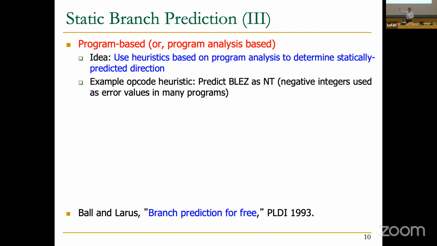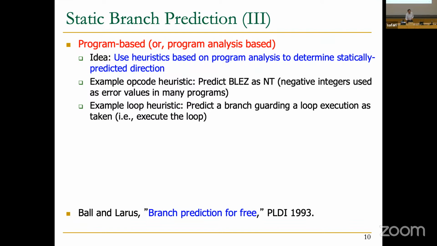This doesn't require any profiling, as you can see, right? The arrival at this heuristic may require some profiling of the programs, but the use of this heuristic on a program doesn't require profiling the program, because you look at the encoding of the branch, it's branch less than or equal to 0. Okay, I'm going to set the hint bit as not taken. Very simple. Not expensive from a compiler perspective.